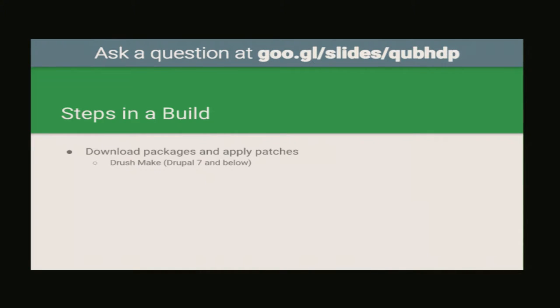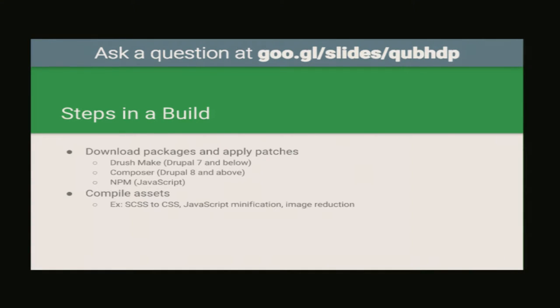Drush make for Drupal 7 and below is a perfectly acceptable system for doing that. Composer for Drupal 8 and above will handle both the downloading and the application of patches as well. JavaScript also has a system, NPM, that will do that. And then compiling assets. So if you have front-end assets, especially SCSS, CSS, JavaScript minification, image minification, you're making these kinds of changes.